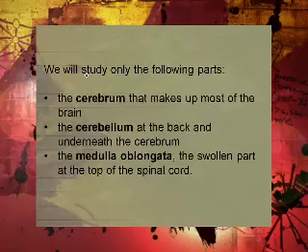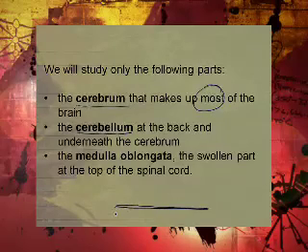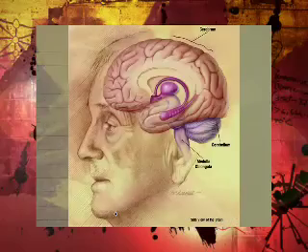And the three parts of the brain that you need to be able to identify, where they are and what they do, are the cerebrum, which is certainly the biggest part of your brain, the cerebellum, and the medulla oblongata. So let's find those on our picture of the brain.